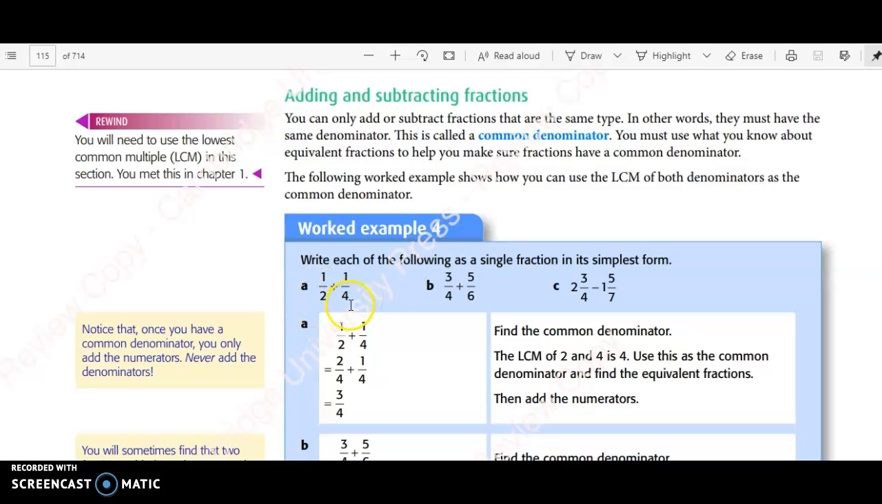We have to equalize the denominator first, or make it into a common denominator by finding the LCM of both denominators. 2 and 4, the LCM, or KPK in Bahasa, is 4. So we make the denominator into 4. 4 divided by 2 is 2, times 1 is 2. So we have 2 out of 4 plus 1 out of 4. And then add the numerator only, because the denominators are already the same. So we put over 4. 2 plus 1 is 3. Okay.